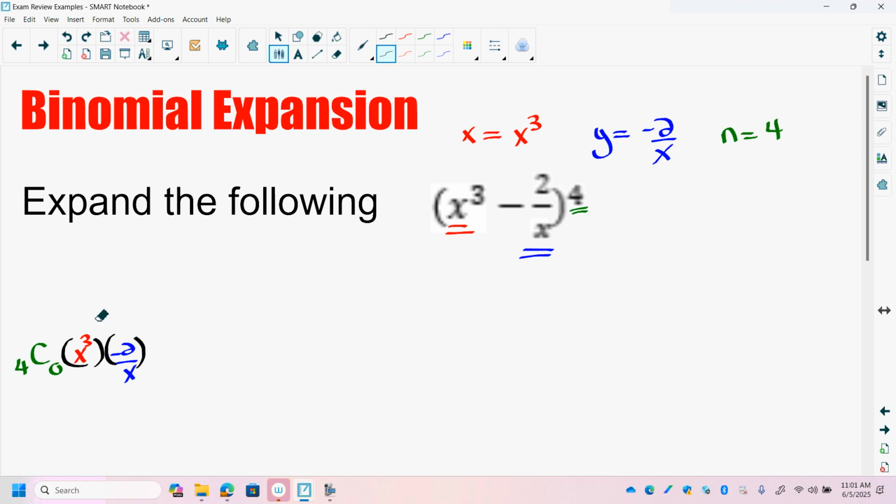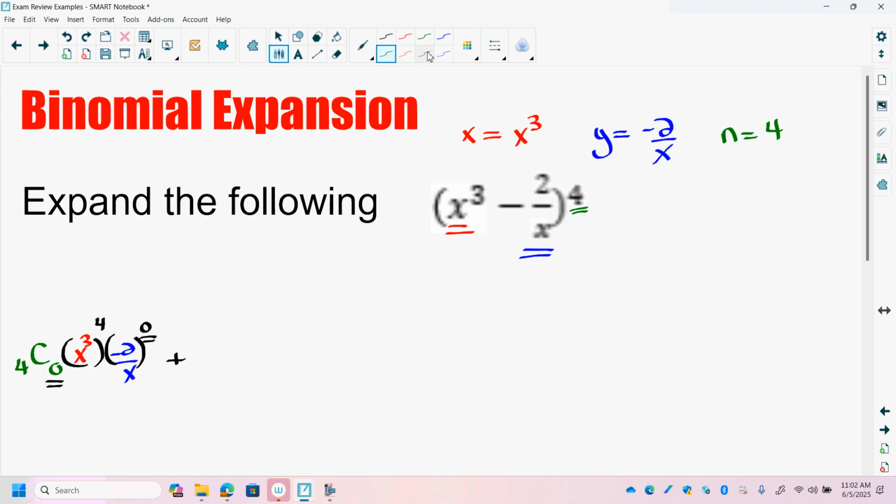What are the exponents? What's the first exponent going to be? 4. And the second exponent? 0. Remember that this combination always matches the second exponent. Also remember that your exponents have to add up to n, in this case 4. And then I just make a pattern knowing that the first exponent is going to start at 4 and count down to 0. What's the second exponent going to do? Start at 0 and count up to 4.